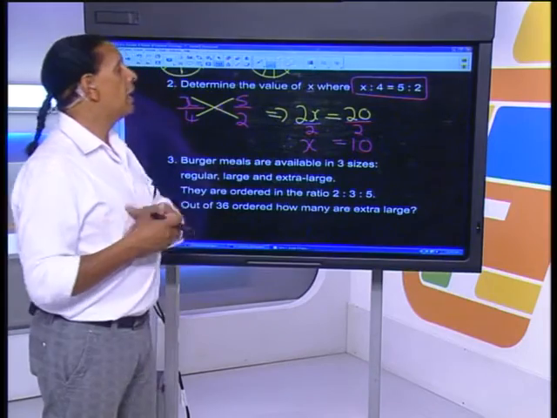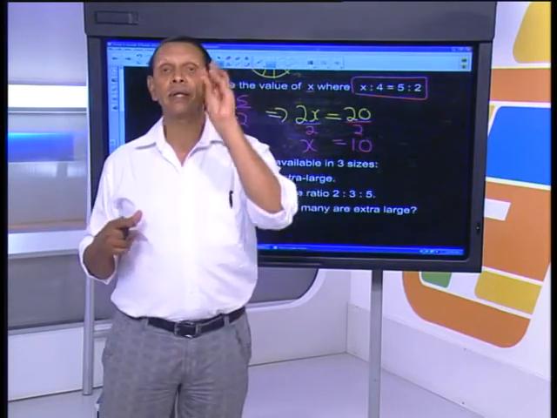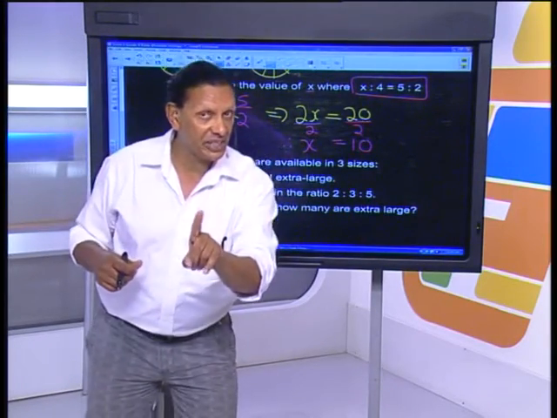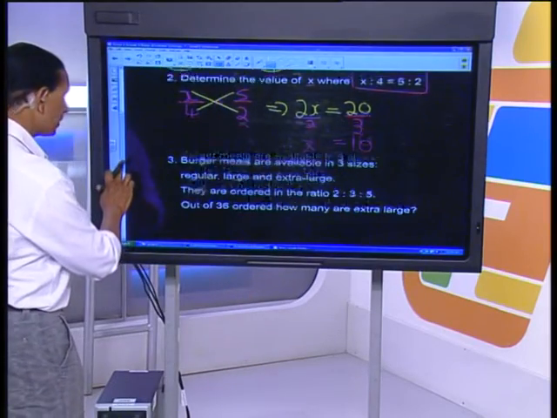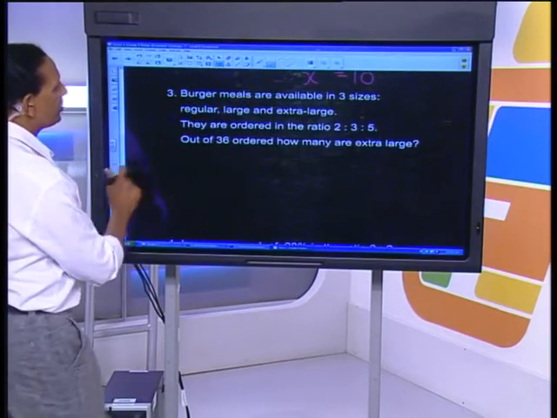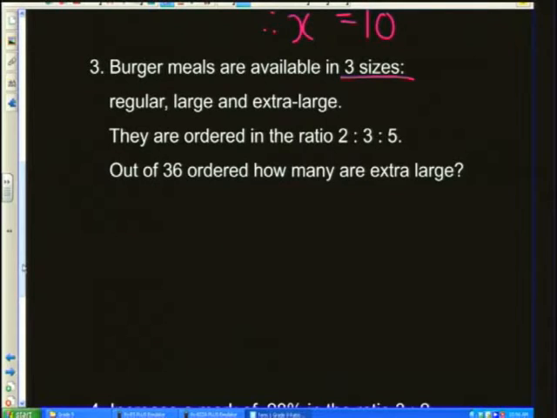So remember here that a ratio is a fraction. And then the rest is straightforward. Okay, 3 sizes of burgers, our favorite topic. Regular, large, and extra large. And they are in the ratio 2:3:5. How many pieces will be extra large?